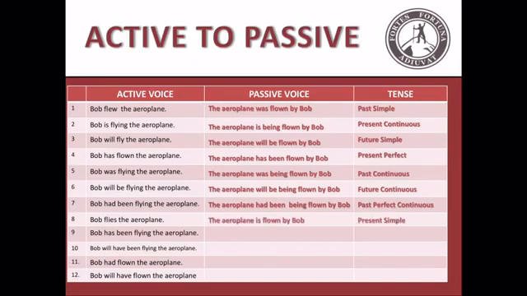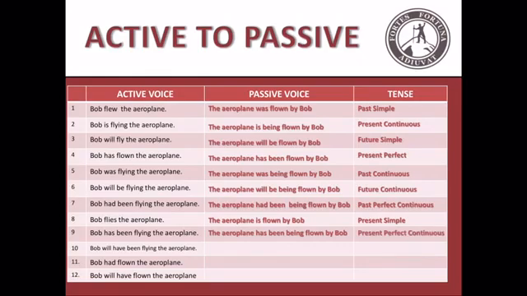Number 9, Bob has been flying the aeroplane. The aeroplane has been being flown by Bob. Present perfect continuous, again, doesn't happen often, but can occur, a present perfect continuous passive sentence.